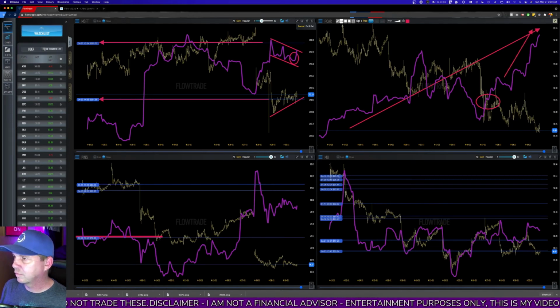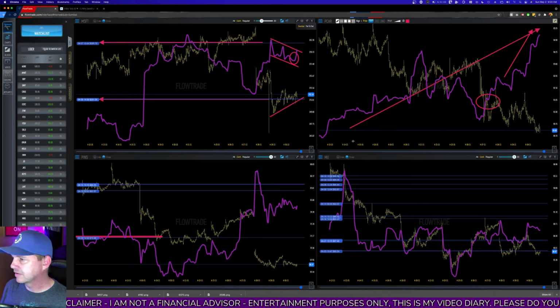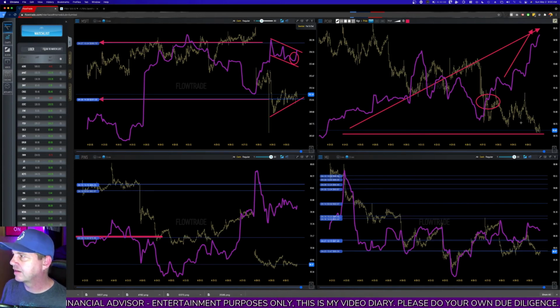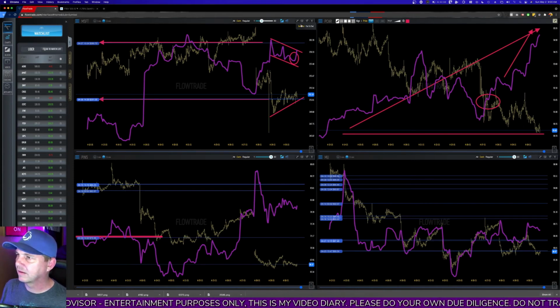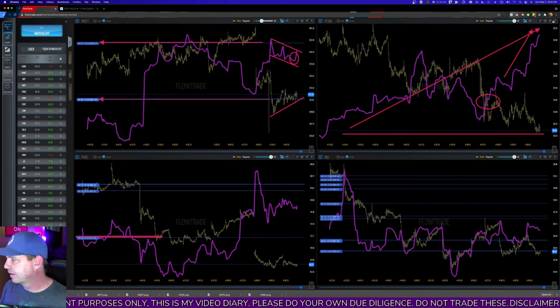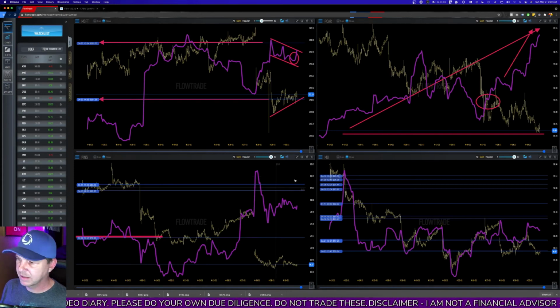I would like to see PCAR find some semblance of support, right? I need it to test support and maintain support so we can get that nice move back up. I like the potential upside. About a $6 move, possibly.